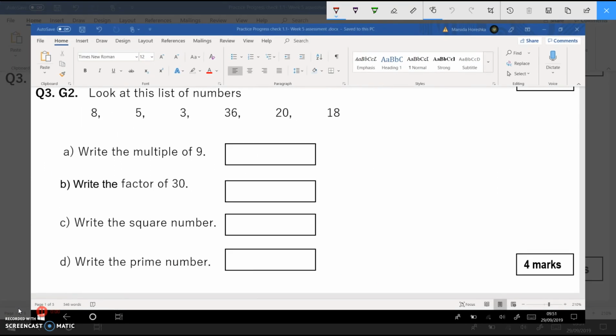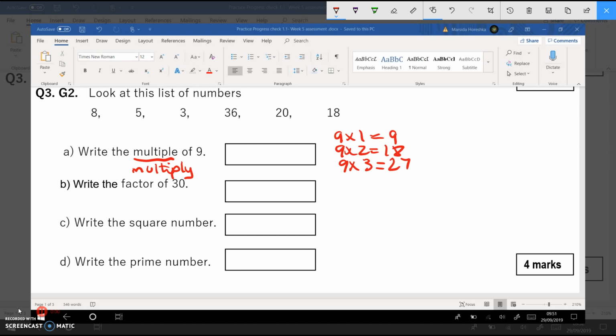Question number 3. Look at this list of numbers: 8, 5, 3, 36, 20, 18. Write the multiple of 9. So multiples, there is a key word there, multiply, that helps you work out multiples. So that means you multiply 9 times 1, and that gives you 9. 9 times 2, 18. 9 times 3, that's 27. 9 times 4, 5, and so on. So these are the multiples of 9. 9, 18, 27, 36, 45, 54, and so on.